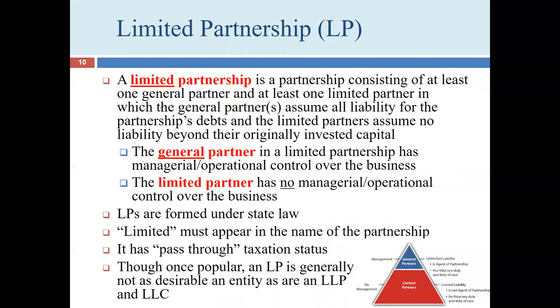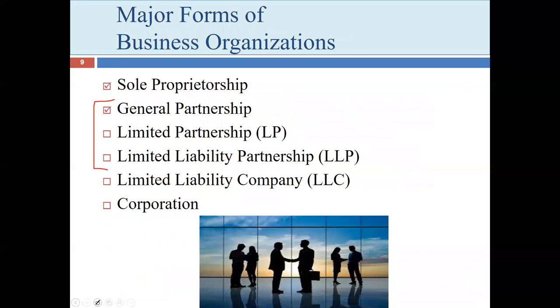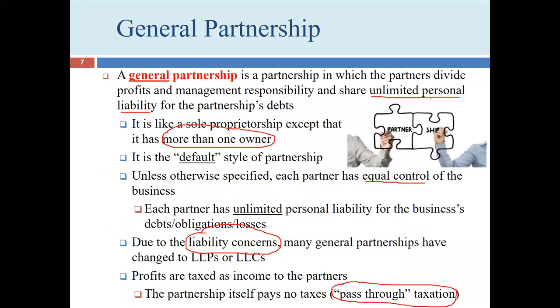So this particular flavor of partnership, a limited partnership, is a partnership that consists of at least two classes. We have at least one general partner, I'll put that one in red, and at least one limited partner. So we have two classes of partners. With a general partnership, we only had one class of partner. So this is a difference. The general partner assumes all liability for the partnership's debts, and the limited partners assume no liability beyond their originally invested capital. So it makes sense that we call them general partners, because they're acting just like the partners do in a general partnership, because they have unlimited personal liability.